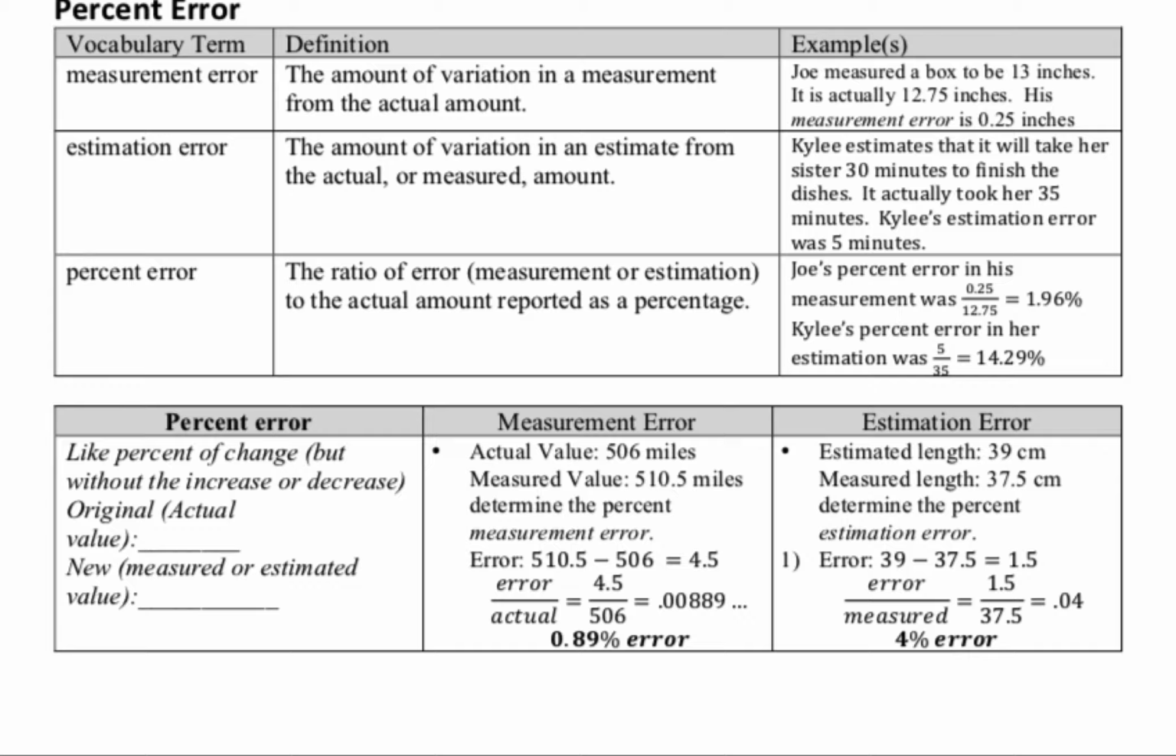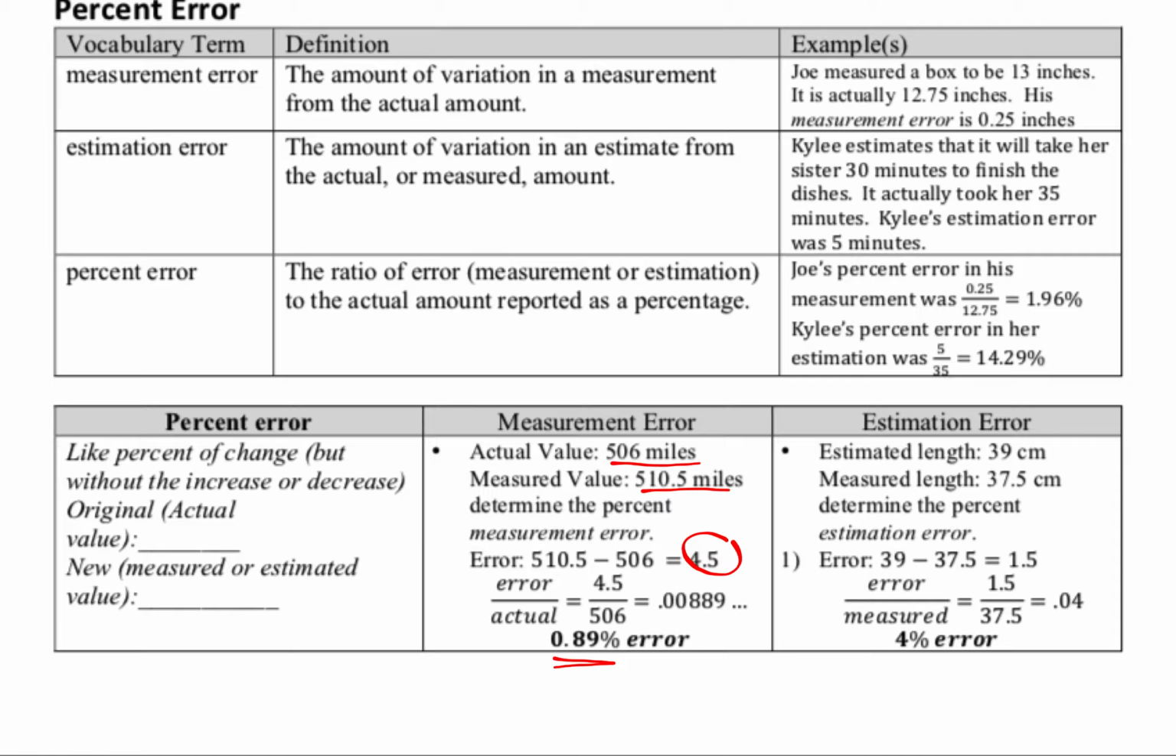Percent error problems: if it's measurement, you've got the actual value and then what's measured. So maybe this is a car that has an odometer that's a little off. The actual distance was 506 miles and it was measured at 510.5. That's a difference of 4.5 miles. You divide by the actual amount, and this comes out to be 0.89% error. Actually pretty small.